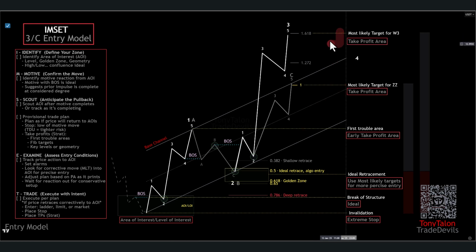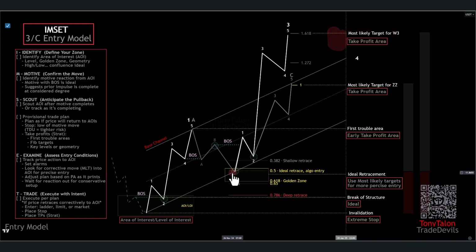The final take profit area for this model is going to be the most likely target for the wave 3. That's going to be the 1.618 of the wave 1 here. So this is going to be 1, 2, and this is going to be 1.618 of that 1. This is also a target for a zigzag, as well as the 2.72 here. But this is another area of interest that you would want to conservatively consider taking profit.